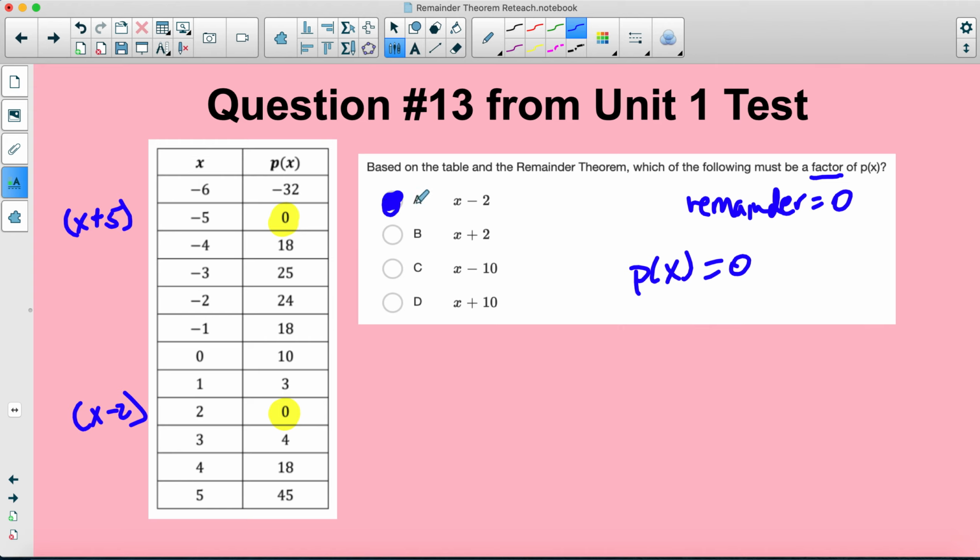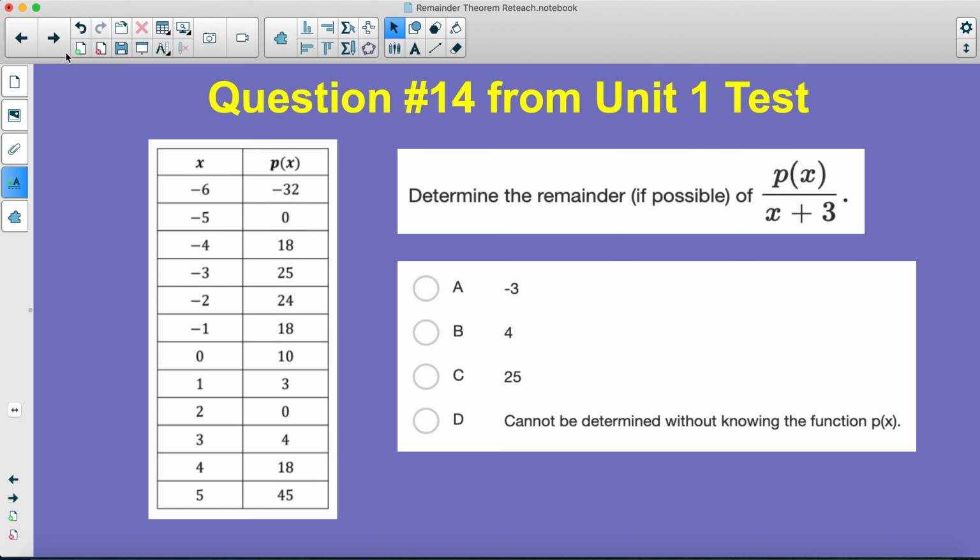And again, we know x minus 2 is a factor because the value of p of x when you plug in 2 is 0. That means the remainder when you divide by x minus 2 would be 0, making it a factor. Okay, question 14.